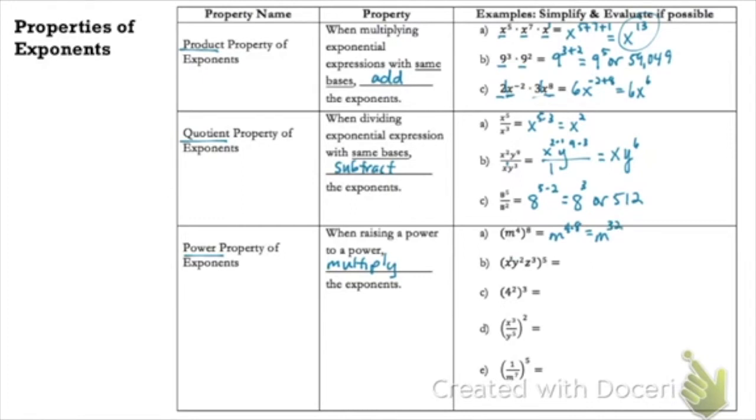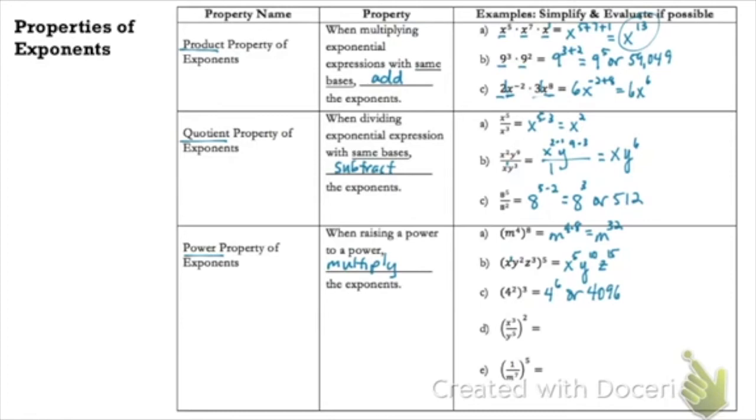Now when we have multiple terms, we have to take them one at a time. So we multiply. So x to the first power, 1 times 5 is 5. Y to the second power, 2 times 5 is 10. Z to the third power, 3 times 5 is 15. 4 squared raised to the third power, but when we multiply, 2 times 3 will be 6. And then, since we do have a number base, we can go ahead and evaluate that. So 4 to the 6th power is 4,096.